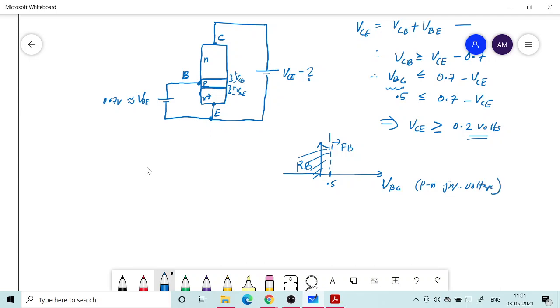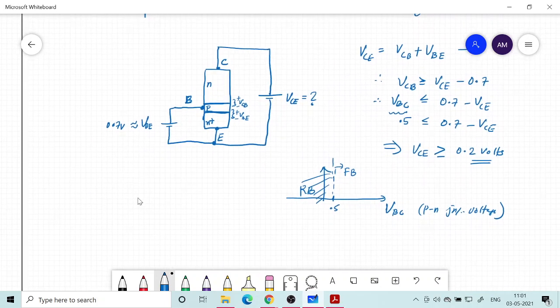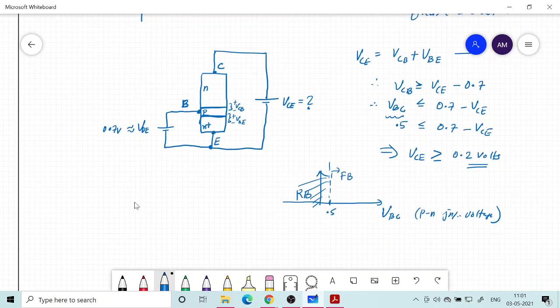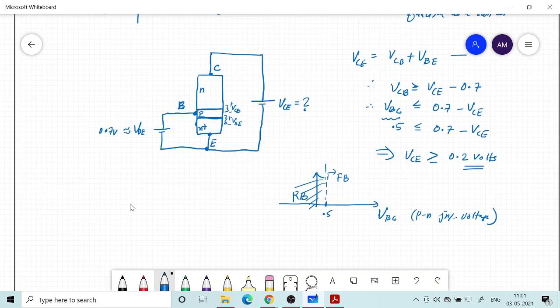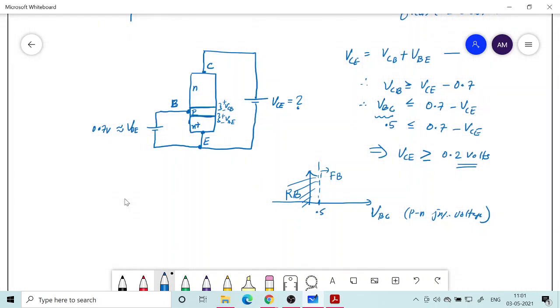So those are some details. Alright, so using these two batteries, we achieved the mode of operation of the BJT to be in the forward active mode. Now what happens in forward active mode?